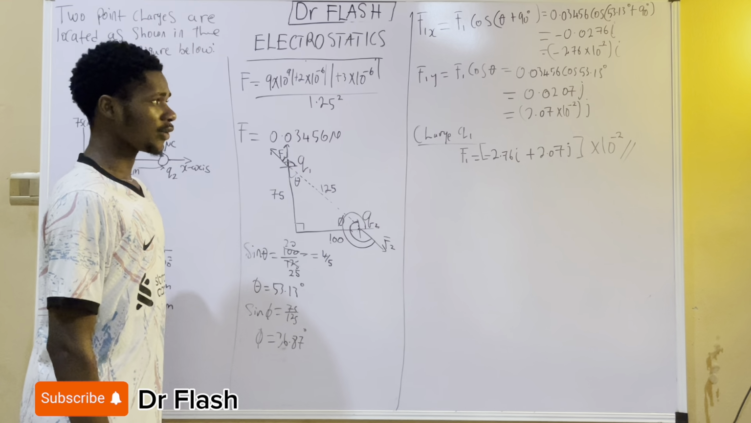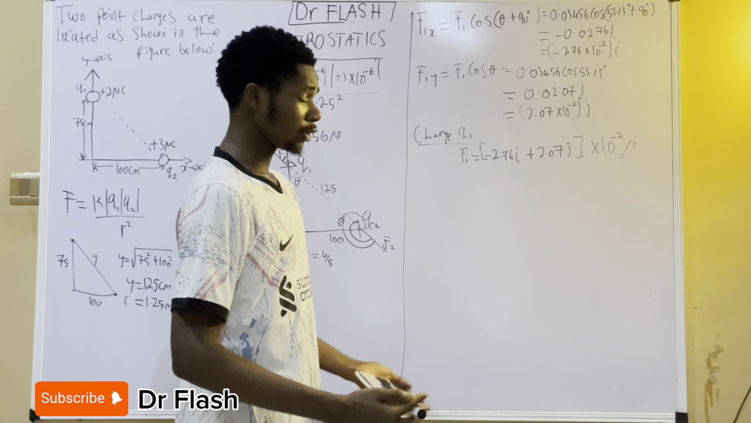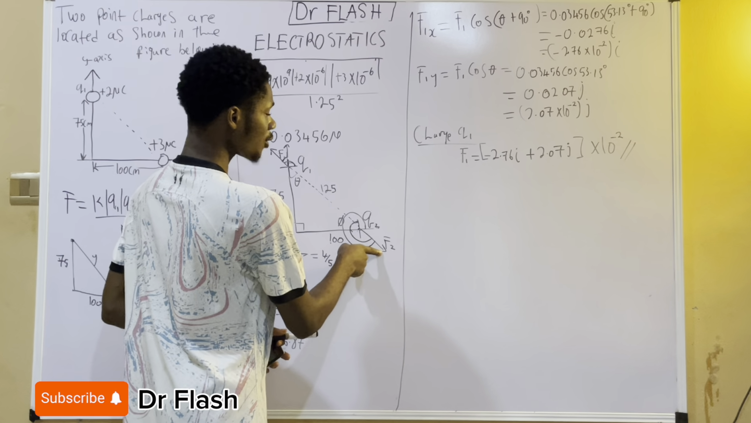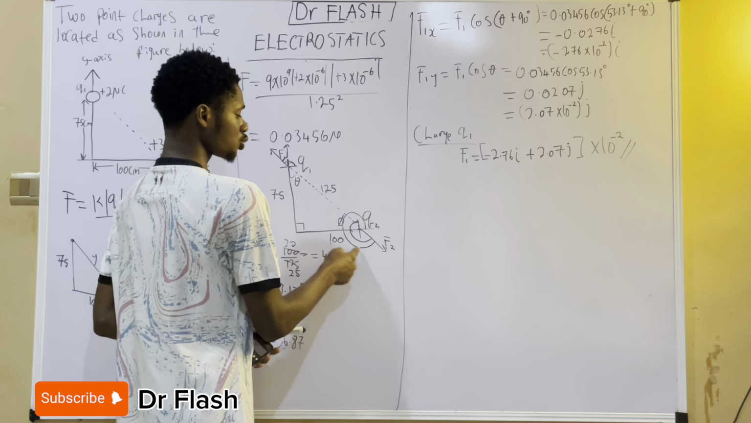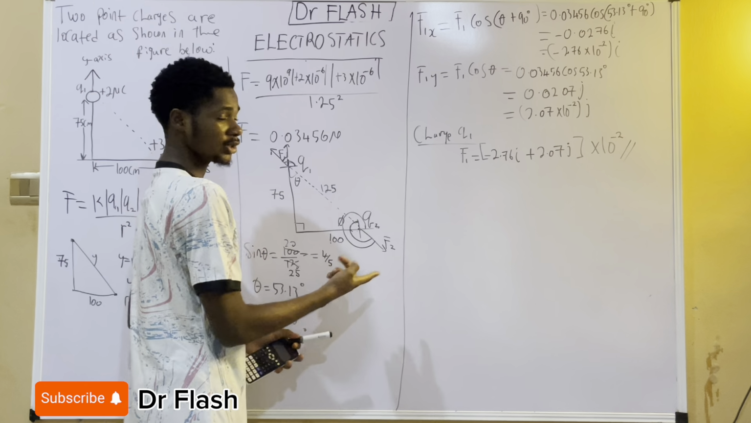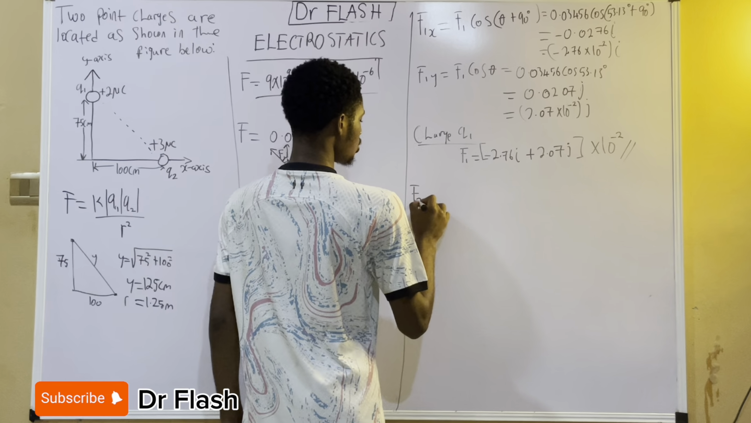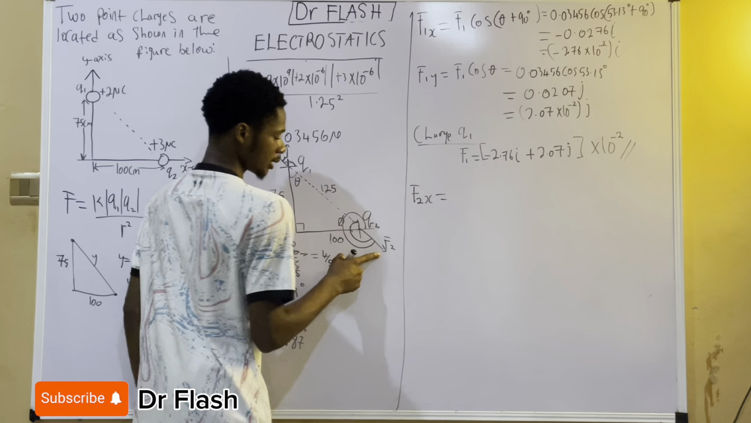But let's just still solve and see to prove that I'm not wrong. Okay, now let's solve for charge q2. To solve for charge q2, you have to resolve f2 to the positive x and positive y axis. So to do that, we have f2x. Okay, resolving f2x.